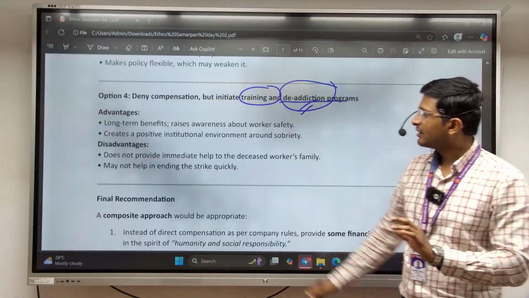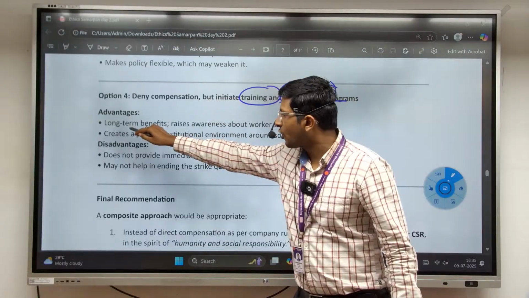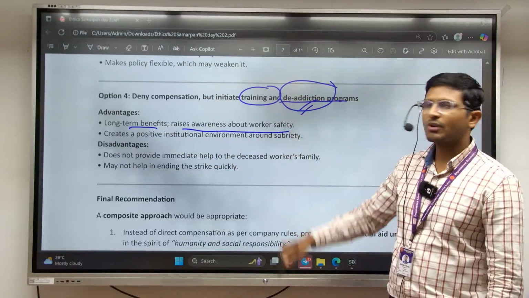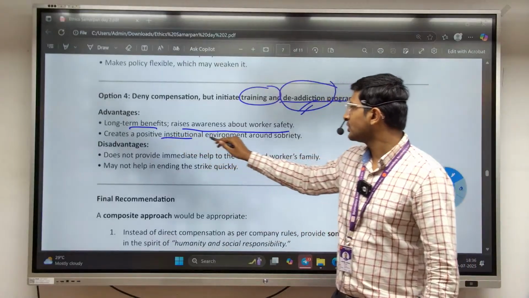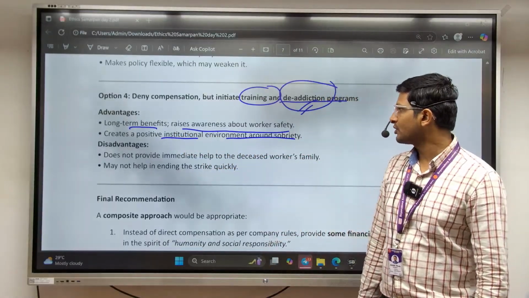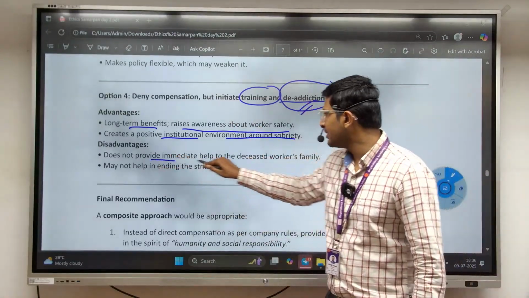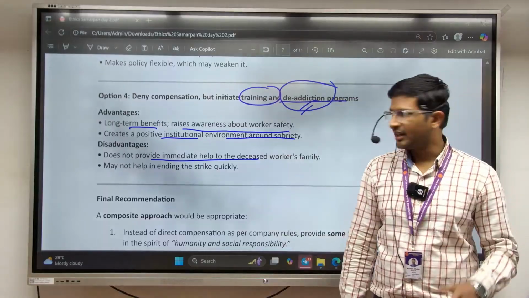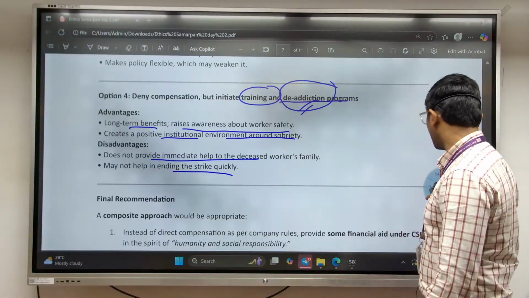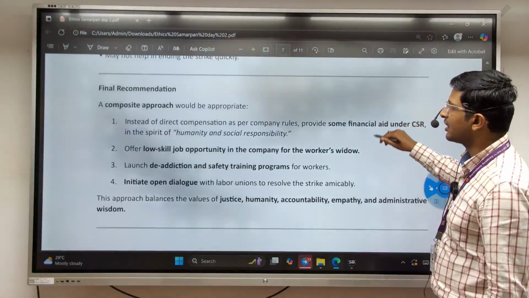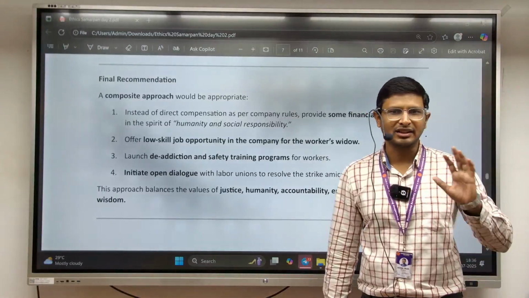Okay, and you have denied the compensation here. So advantages, long term benefits, raises awareness about worker safety, because सबको ट्रेनिंग दे दी, so worker safety is ensured. Create positive institutional environment around sobriety. Disadvantages क्या है इसके? Do not provide immediate help, ये भी तो है, और strike तो चल ही रही है फिर. Okay, so net you are giving the final recommendation, a composite approach. इन चारों को मिला के composite approach तुमने दिया, क्या किया जा सकता है?